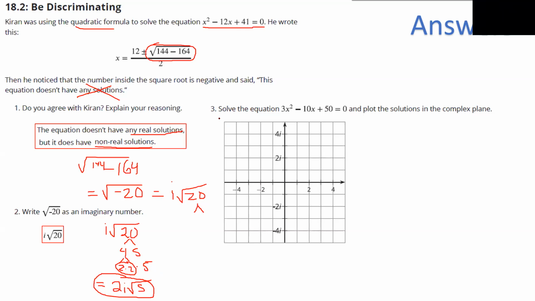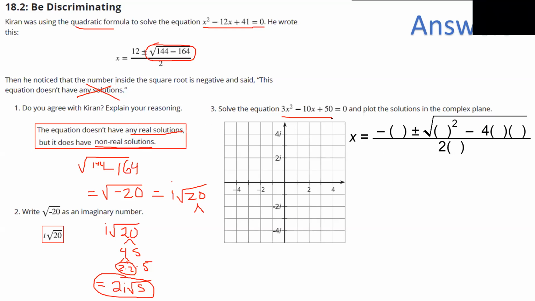And now step number 3 says solve the equation 3x squared minus 10x plus 50 is equal to 0 and plot the solutions in the complex plane. So you guys are going to take a couple of minutes to solve this problem. I'm going to give you guys a hint. Here is the quadratic formula with blanks for our terms. You're going to plug them in and work it out and try to find the solution on your own. Go ahead and take a couple of minutes and do that, and then tell us what you got. Go ahead and do that now.